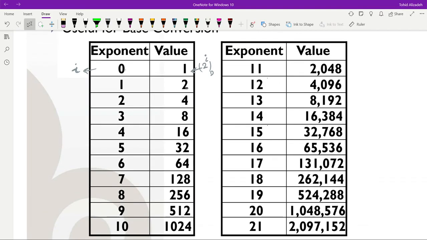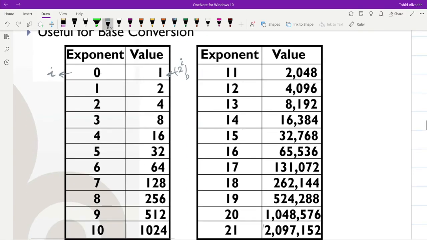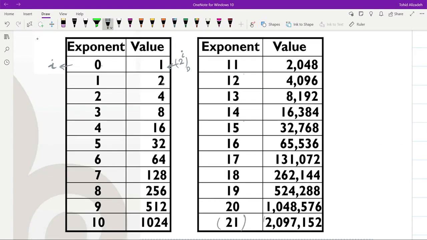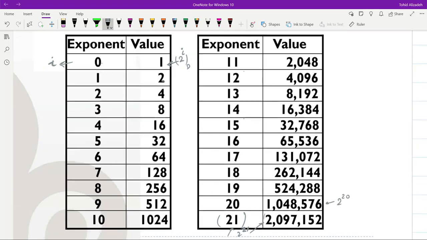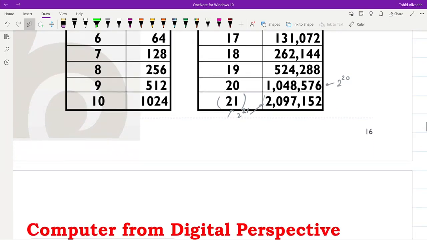So this table is provided in order to give you an idea of the decimal equivalent of the exponentials in base 2. So 2 to the power of 21, for example, is shown here. 2 to the power of 20 is shown here, and so on and so forth. So sometimes it could be useful to have a quick look at this kind of table.